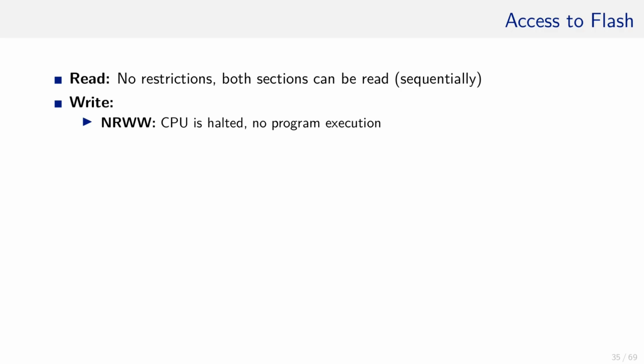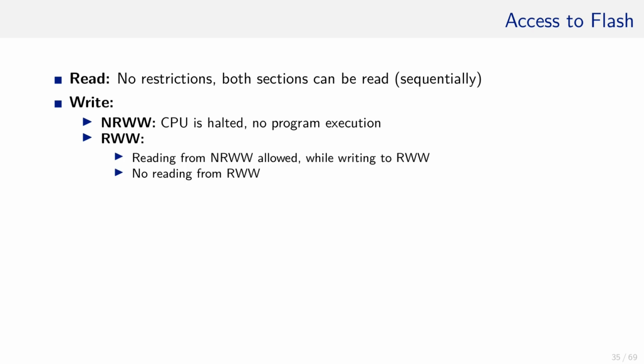However, if the developer needs to write to the no read while write section to, for instance, update the bootloader, then it means that there is no read possible from the flash at all. Since the flash is the program memory and no instructions can be read anymore from the flash, the CPU is halted. If data is written to the read while write section, then the flash can be read as well, but only from the no read while write section.